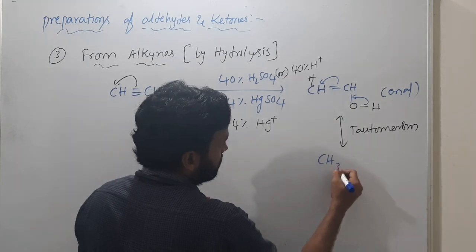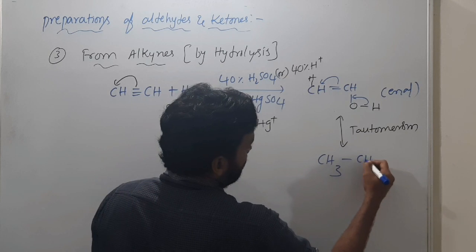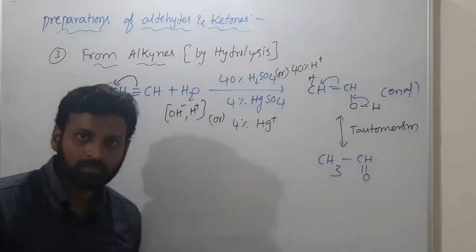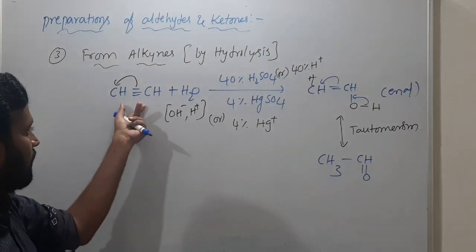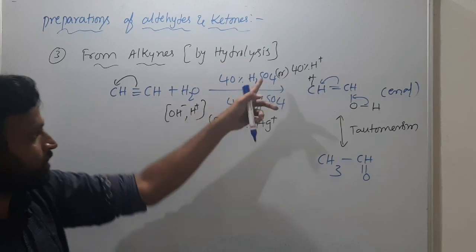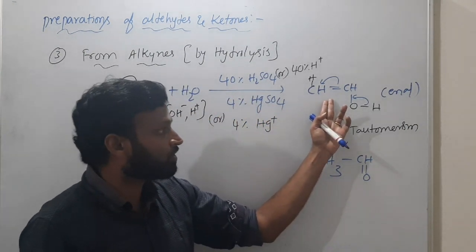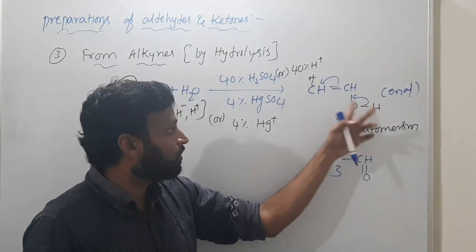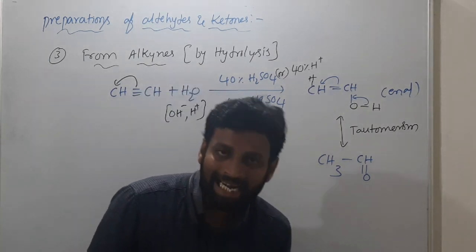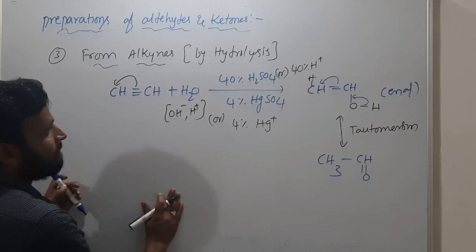This will migrate over here and this will come back here, so that your product is CH3 single bond CH double bond O, an aldehyde. Got it? This is an alkyne with water, addition of water in presence of 40% H2SO4 and 4% HgSO4. You are having the enol form, and on tautomerism it converts to aldehyde.